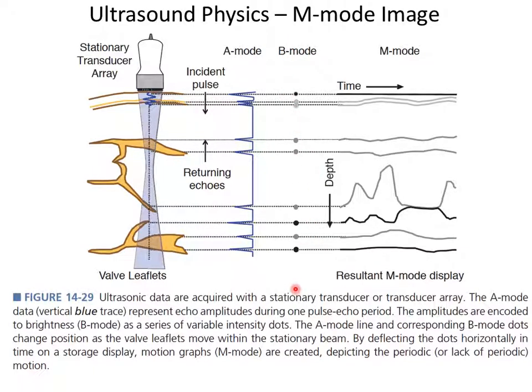When you take these B mode pictures, i.e. you threshold the echoes to get the B mode, then you just plot them in time. That's called an M mode picture. And it's actually still used in ultrasound a lot.